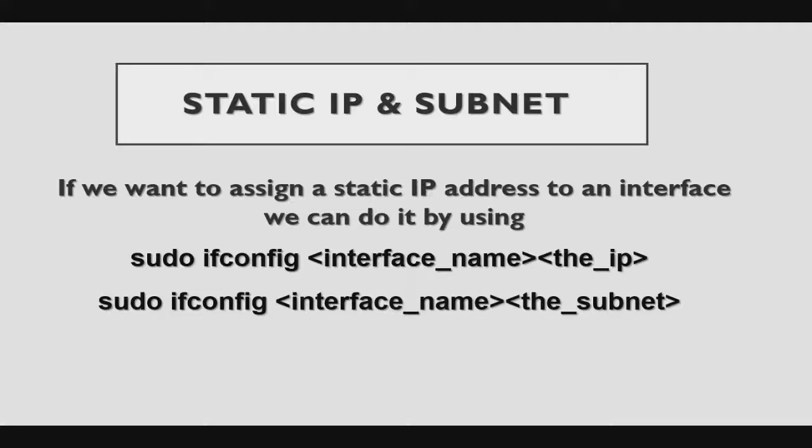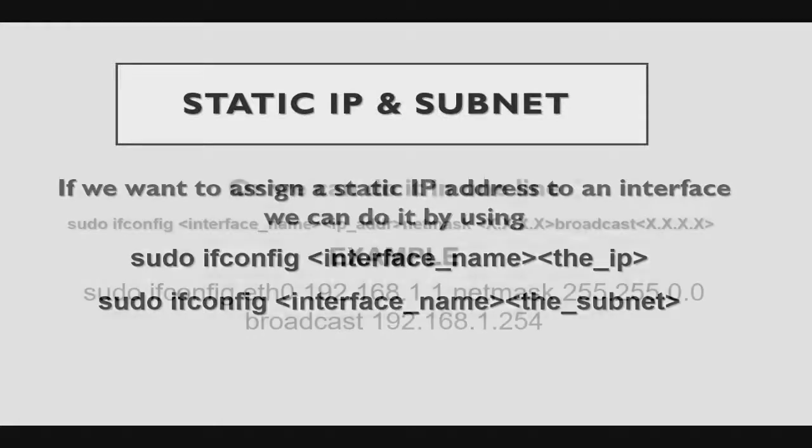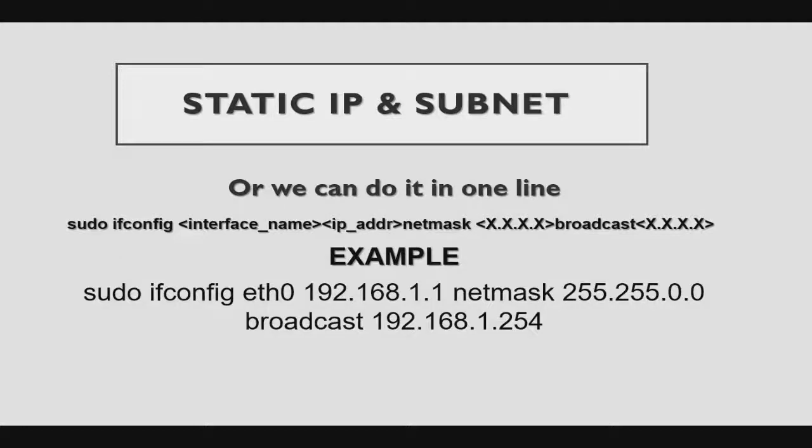Also, if you want to assign a static IP, netmask, or even the broadcast address, we can achieve this by using the command sudo followed by ipconfig, then the interface name, then the IP address, or the subnet mask address. Or you can do it just in one line, as shown below.